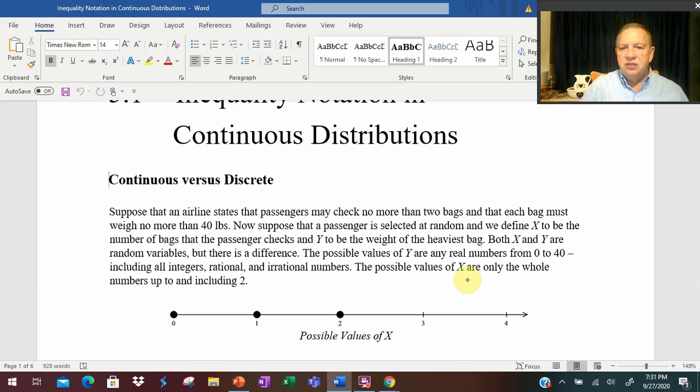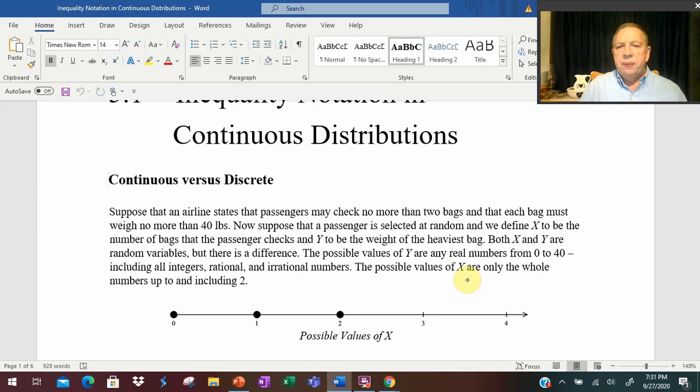So the possible values of y are any real numbers from 0 to 40, including all integers, rational and irrational numbers. The integers are 1, 2, 3, -1, -2. Rationals are fractional numbers, so it could be a half a pound, 3 3/4 pounds. And irrational numbers are those that can't be expressed as a rational number, as a fractional amount. Pi is one of those numbers, e is one of those numbers, 3.14, and so on.